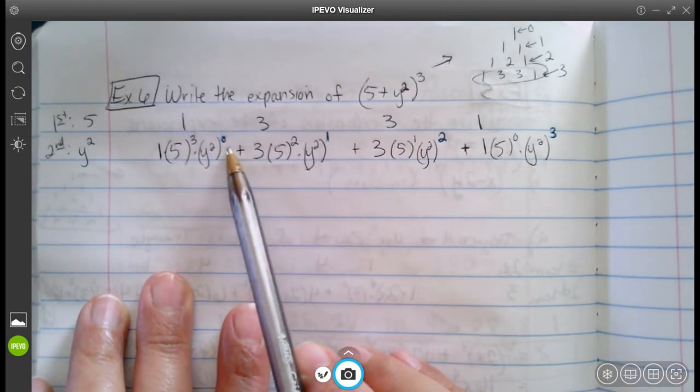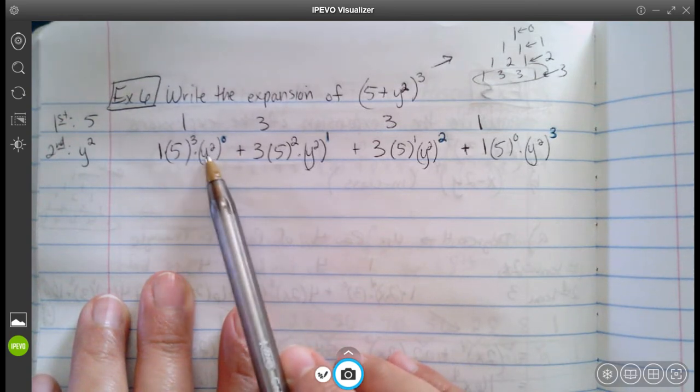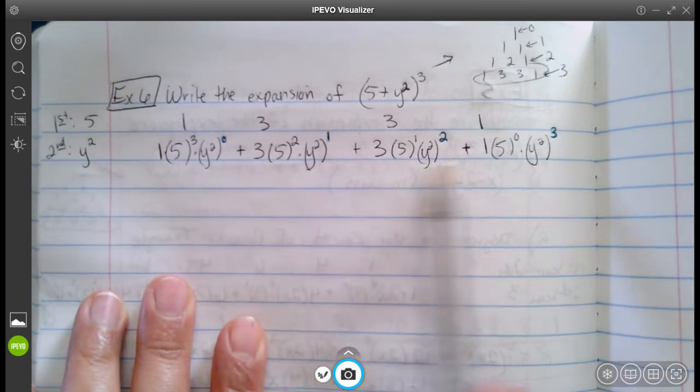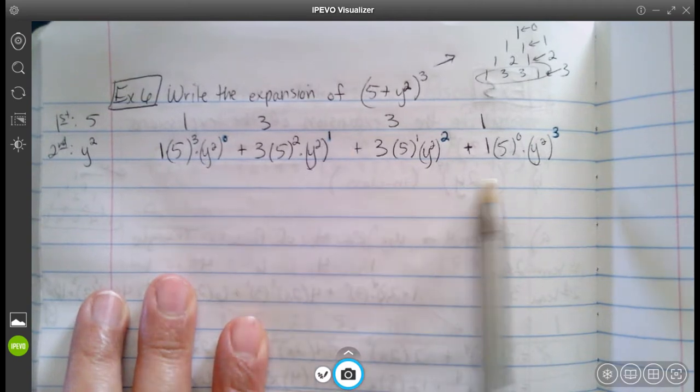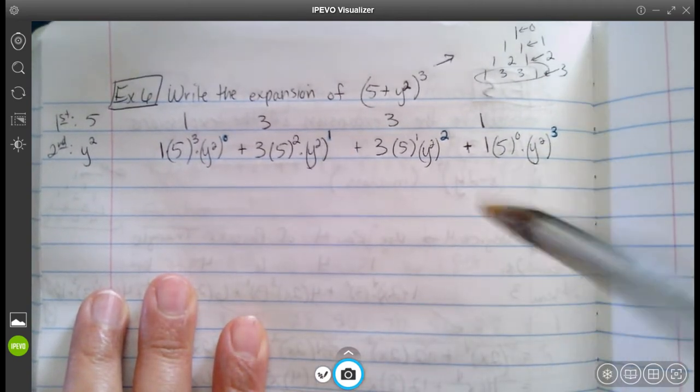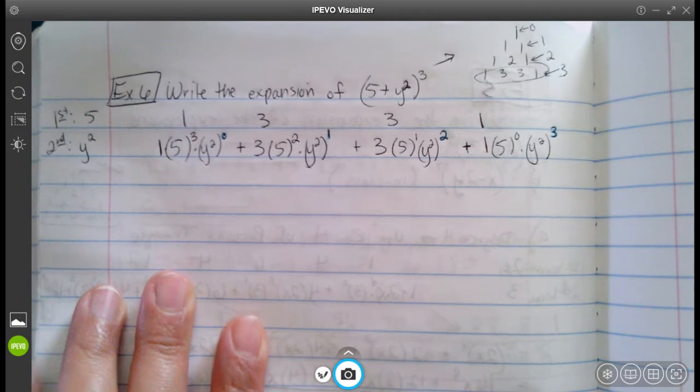But this one I do want to highlight because, again, you already have a power, so don't get confused. Whatever this term is, copy it down. If you want, write it down 4 times and then just put the powers if you want to do it that way. Okay, so let's go ahead and work this out.